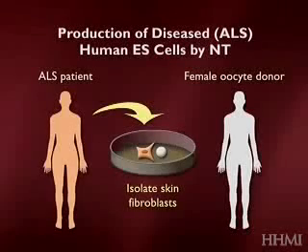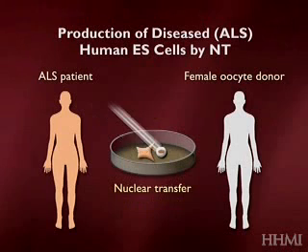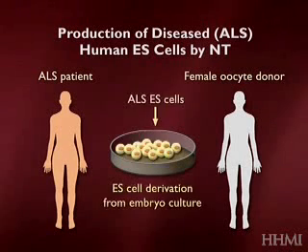In this case, the patient, the ALS patient, which we then know has the genes that give rise to the disease, donates a skin cell, the skin cell fibroblast shown there. The nucleus from the fibroblast is removed and injected into the unfertilized and enucleated oocyte. That can be used then to give rise to these embryonic stem cells, all in a dish.